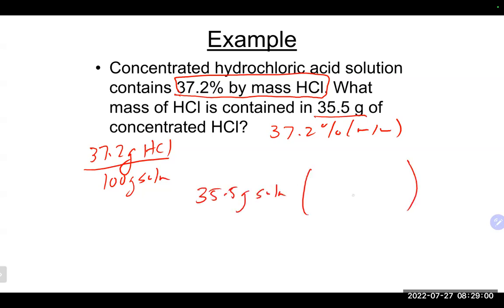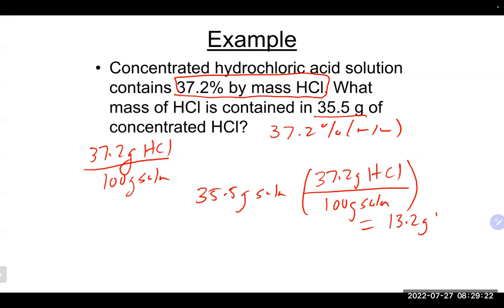And using a conversion factor approach here, we'll do our 37.2 grams of HCl over 100 grams of solution. And in this case, I think it was like 12 point something when we did it. 13.2 looks good. 13.2 grams of HCl.